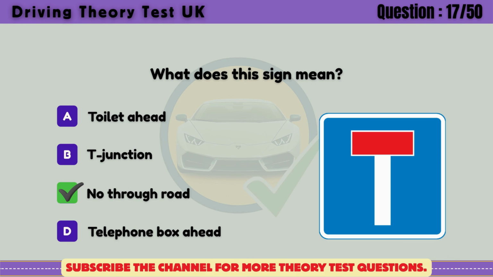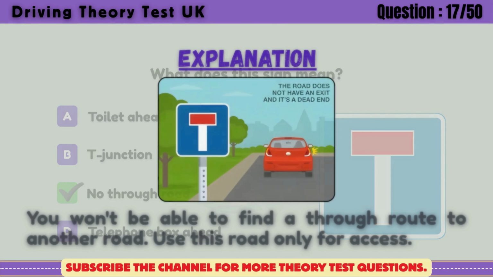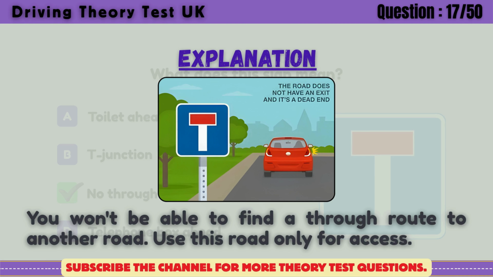Answer is C. No through road. You won't be able to find a through route to another road. Use this road only for access.